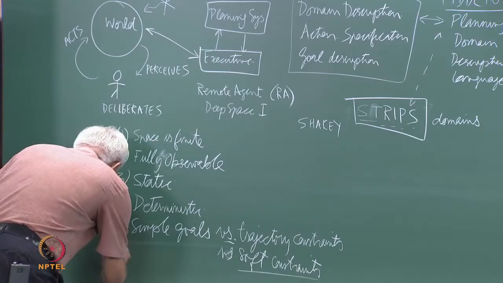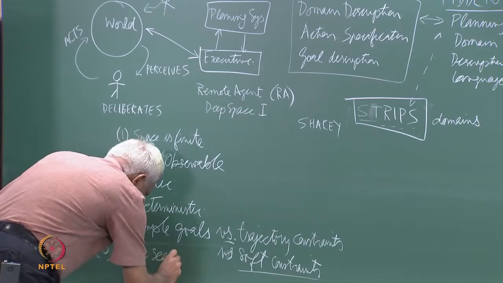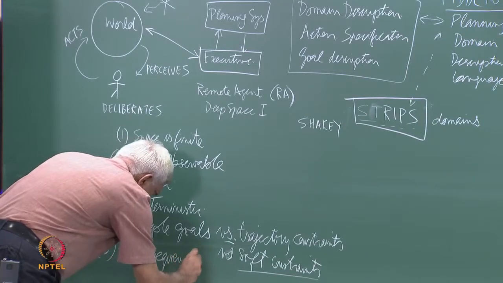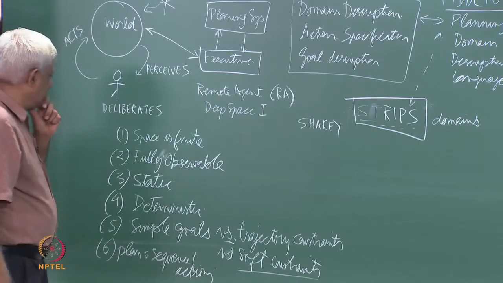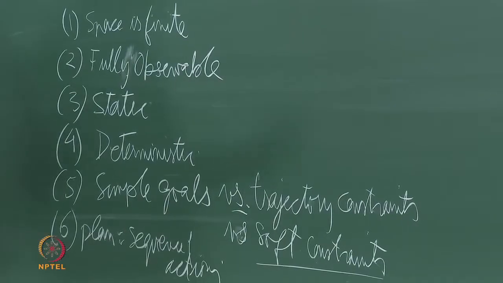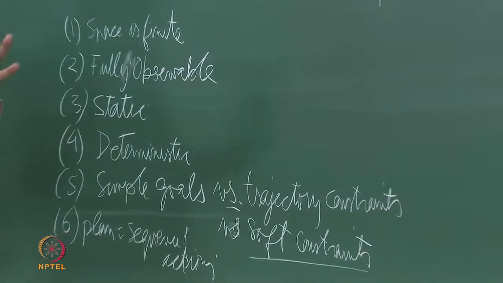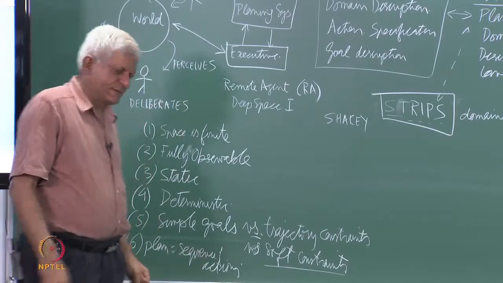Then a plan is equal to a sequence of actions. We will assume that a plan is a sequence of actions, and we do not want more complicated plans which are networks of actions and things like that.